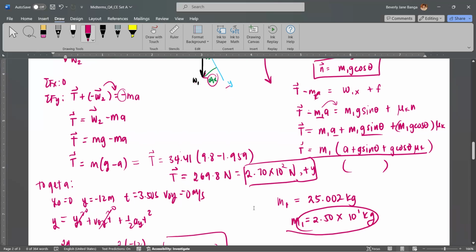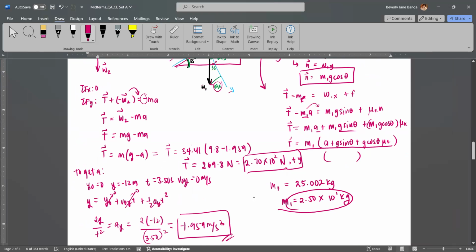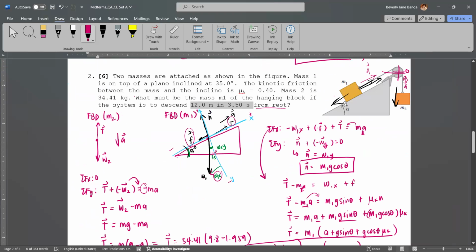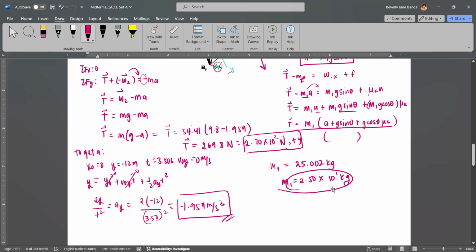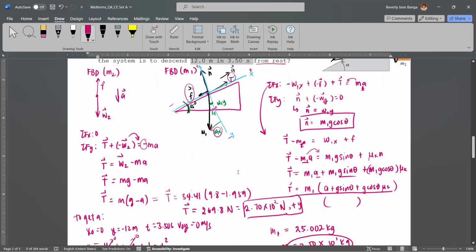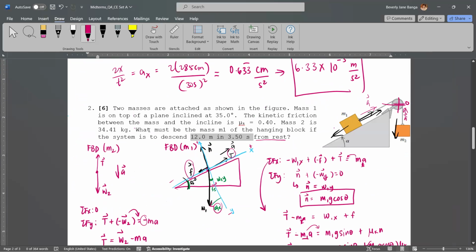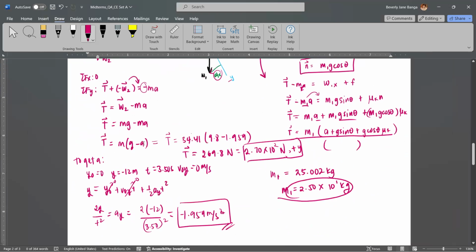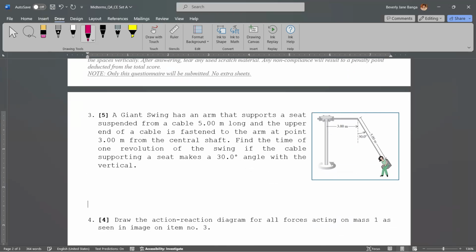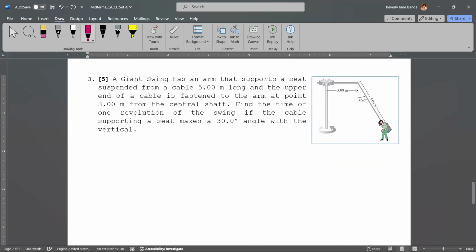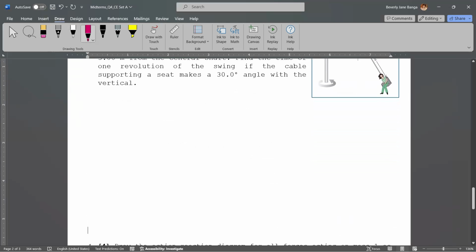Okay, so does our final answer make sense? Dapat oo, kasi kung titignan natin si M2 nag-descend. So ibig sabihin niyan kung si M2 yung gumalaw pababa, si M2 yung mas mabigat kaysa kay M1. And it makes sense kasi si M1 natin is only 25 compared to the 30 plus of M2. Okay? So that's it. Let's go to the fourth example. Fourth item pala.